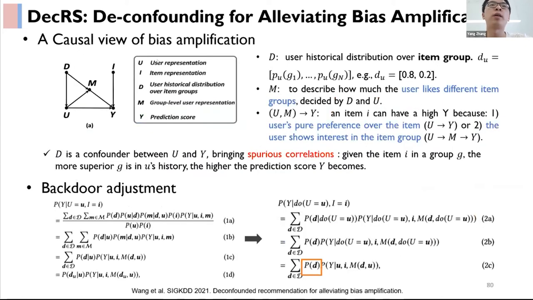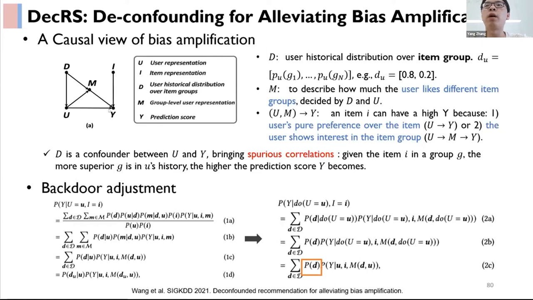Then they proposed this causal graph to describe the process of model learning and prediction. Here, D denotes the user historical distribution over item groups. U denotes the user representation, and I denotes the item representation. M describes how much the user likes different item groups. It is determined by both D and U. And Y represents the prediction scores.